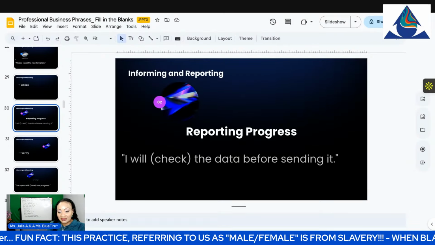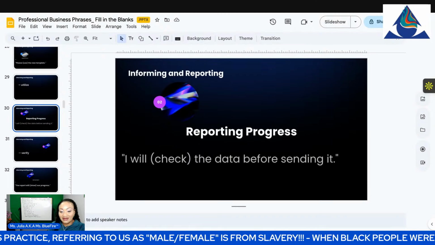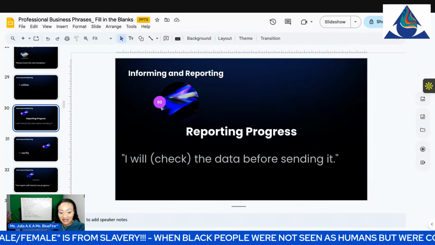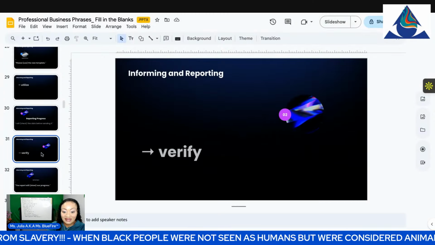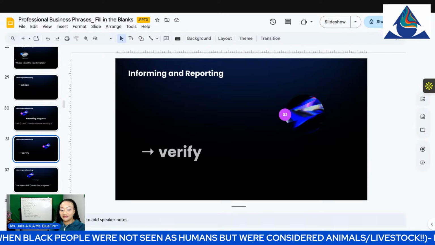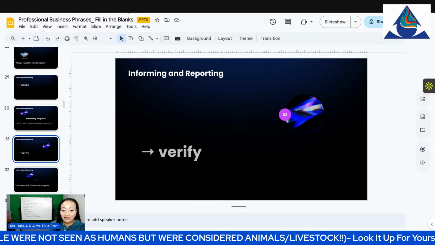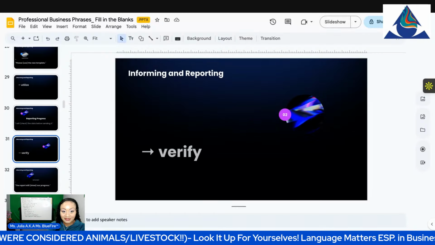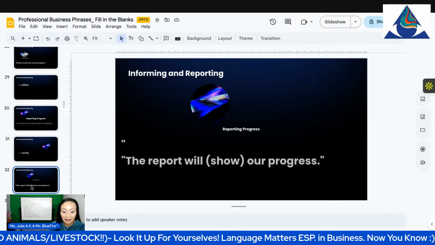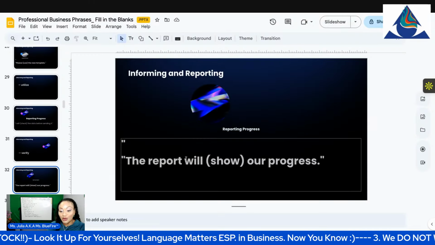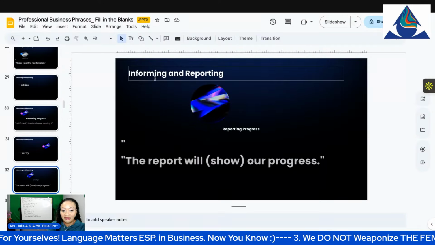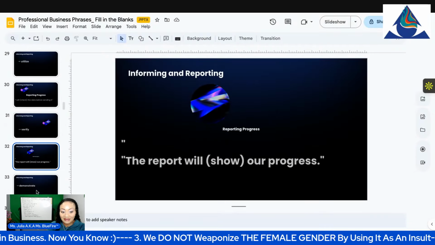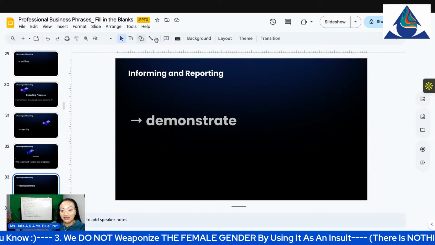Report in progress. All right. So now when you say, I will check the data before sending it. What's another thing you can say? I will verify the data. Verify means check. Okay. Don't forget that. Good. The report will show our progress. What do we use instead of that? We're going to use demonstrate.